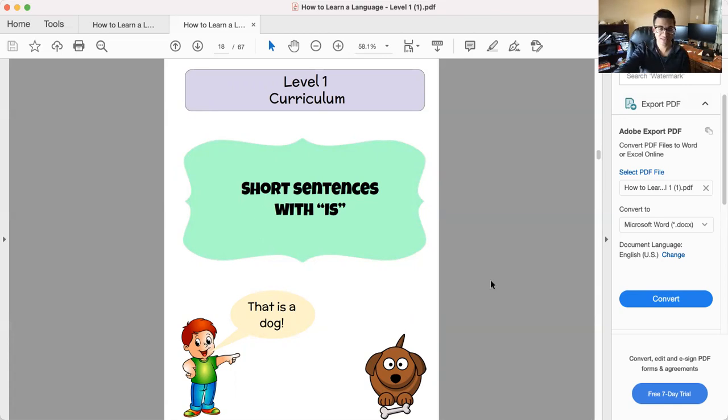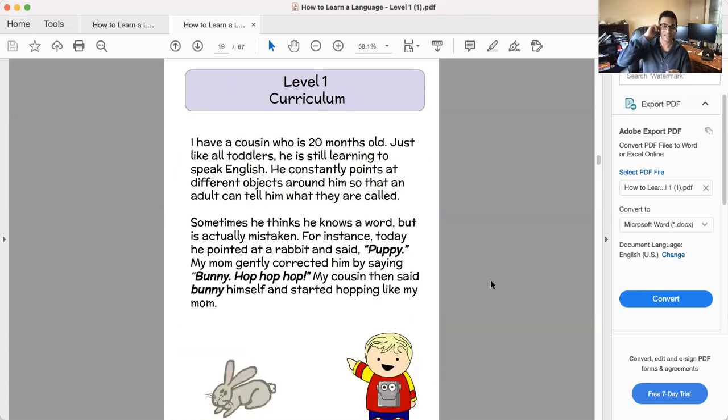Please remember that. Okay, so let me tell you a story, and this is the basis of this chapter. When I was making this particular chapter, I had a cousin who was 20 months old. He's older now, because it's been a little bit of time since I made this program, but at the time, he was 20 months old. So he was a toddler, and he was still learning to speak English.